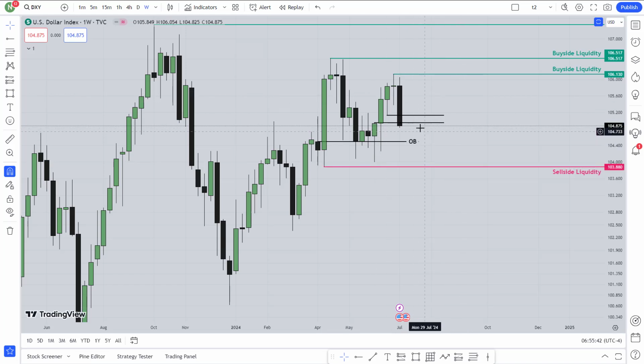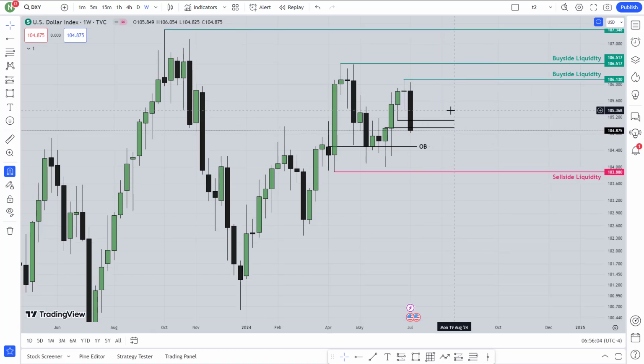It will all depend on Tuesday and Wednesday, because we have the CPI on Thursday. So Thursday's run will go toward either the buy side liquidity or the sell side liquidity. If we wait until Thursday, I believe that we will be able to catch a huge run on Thursday.